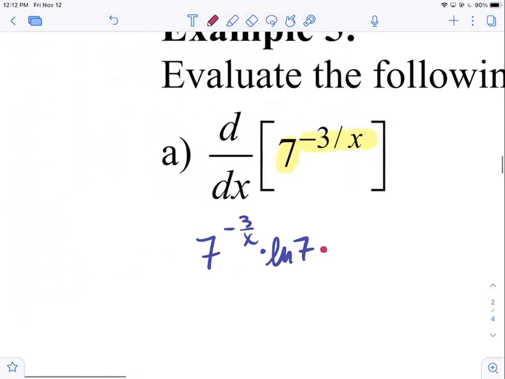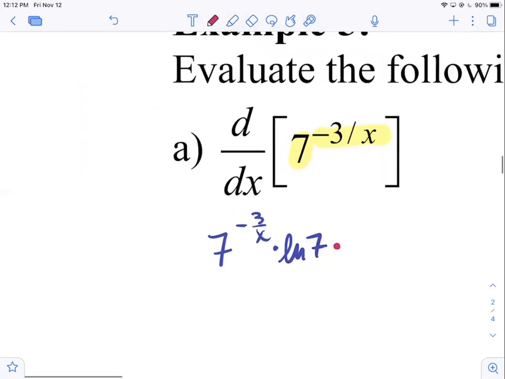Now, notice I didn't take a whole line to rewrite -3 over x. So what I might do, if this were truly a free response, is come off to the side on my workbench and just write -3 divided by x as -3x to the -1st.